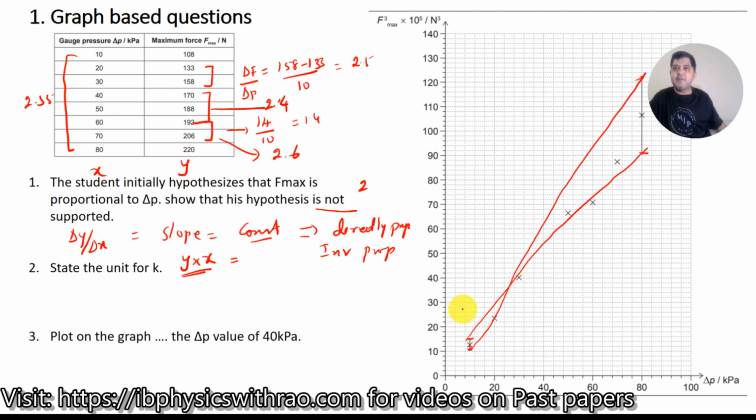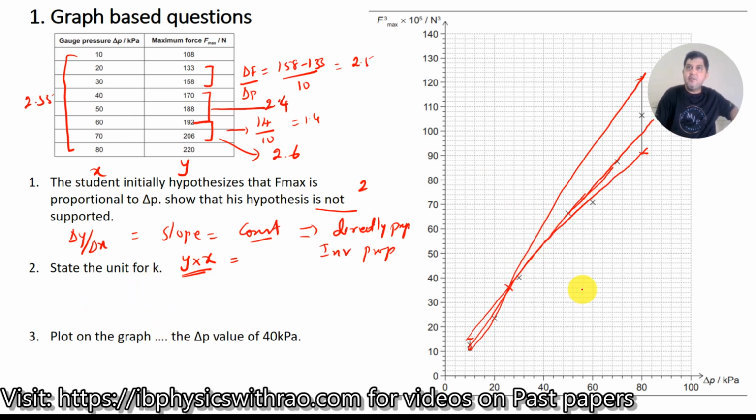Now where should your best fit line go? The best fit line should pass through this point, this point, this point, this point, and it should pass through the value over here. So I will draw it through a valley so that it passes through this intersection also. Majority of the points it passes. So this will be your best fit line. Now next step: state the unit of k.